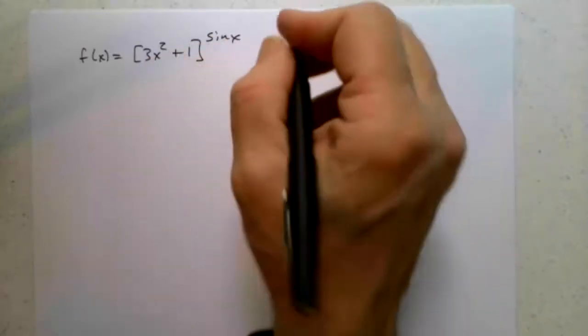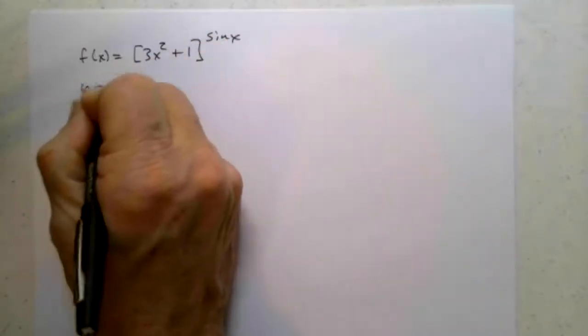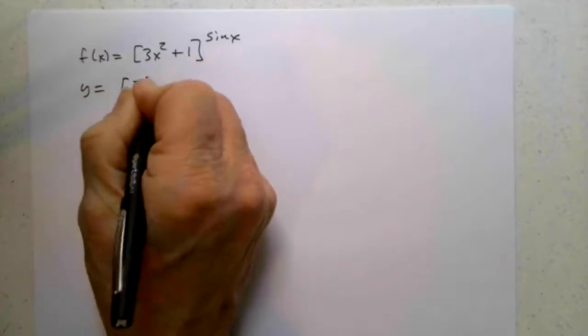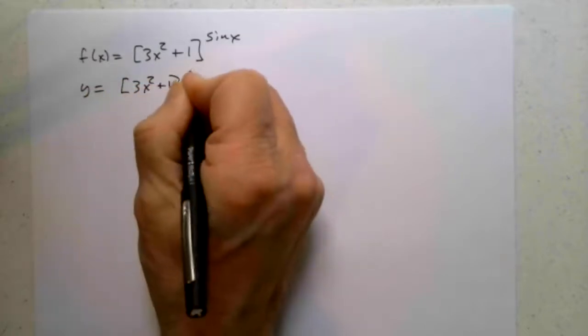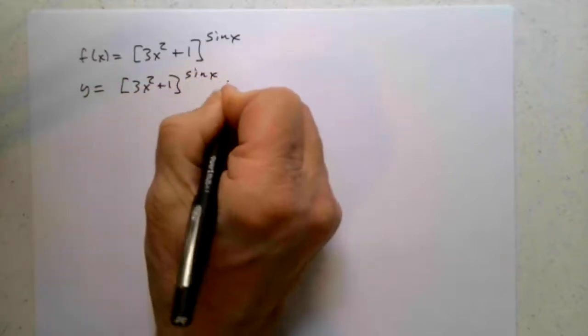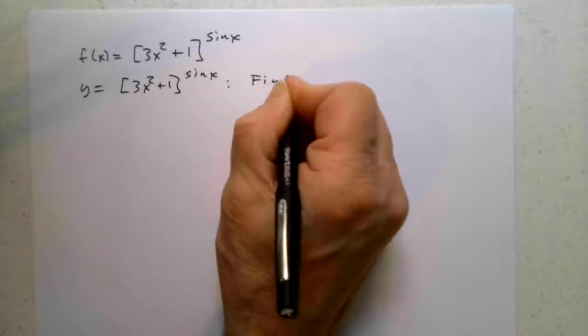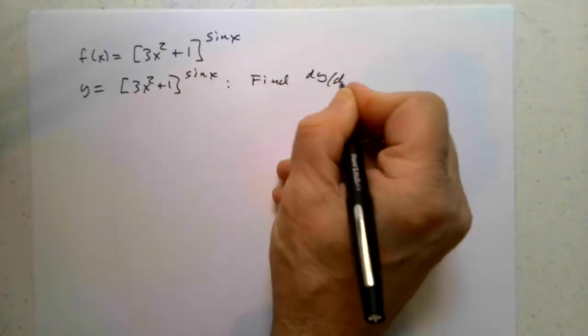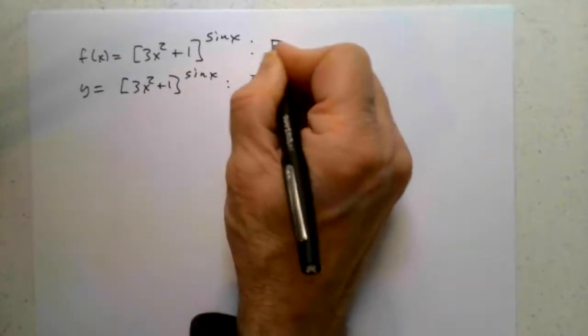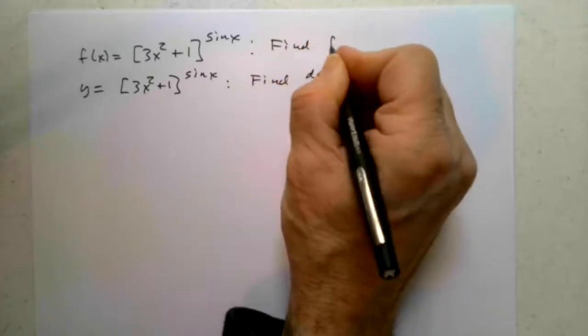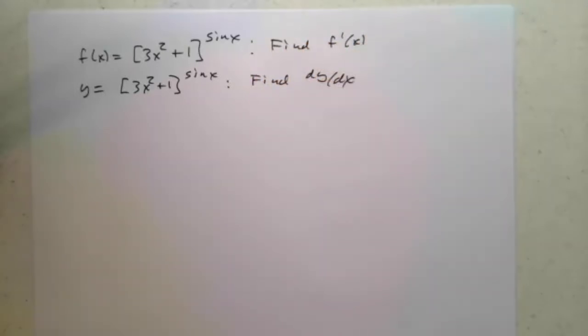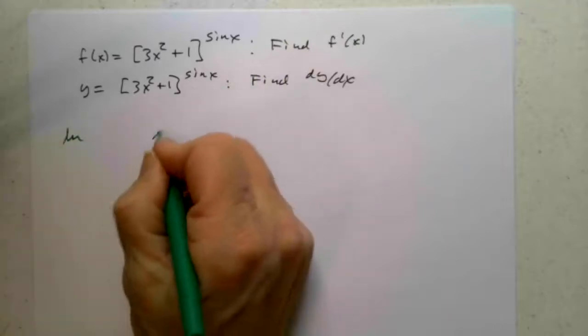So again, I'm going to call it y equals. And the goal is to find dy/dx, whereas our original goal was to find f prime of x. But they're equivalent ideas, of course. So we're going to appeal to the log again. We're going to take the natural log of both sides. Natural log of the left side equals the natural log of the right side.